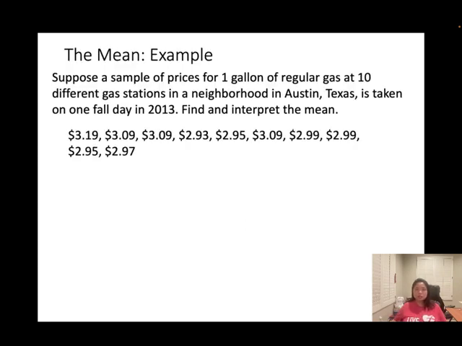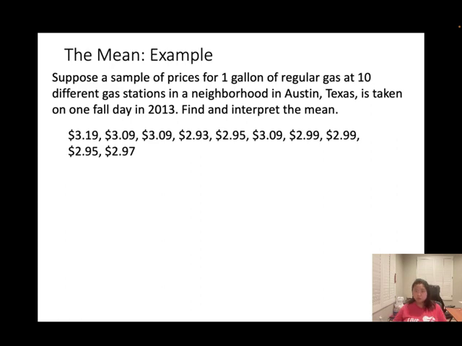Okay, look at this example. Suppose a sample of the price for 1 gallon of regular gas at 10 different gas stations in the neighborhood in Austin, Texas is taken on one day in 2013. Find and interpret the mean. So first, before finding the mean, I want you guys, using this data, to construct the dot plot.